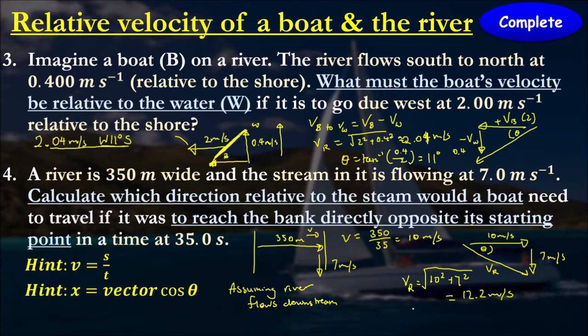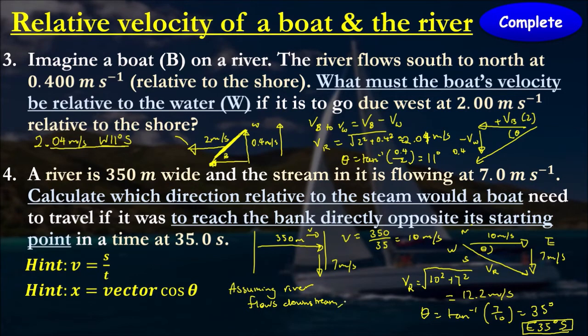meters per second. Tan theta, or theta is tan inverse of 7/10, and that gives us a number of about 35 degrees. So if I'm assuming this is flowing downstream, or this is the east direction, that's the north, south, west. The boat is currently going east 35 degrees south. Okay, so that's where it would push my boat if it was to go directly across.